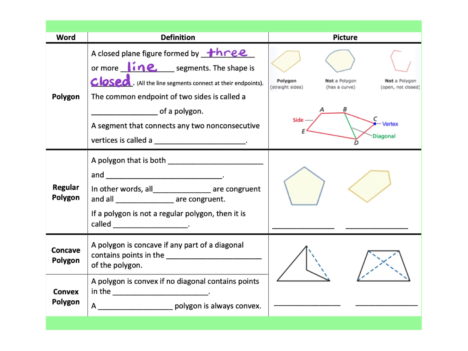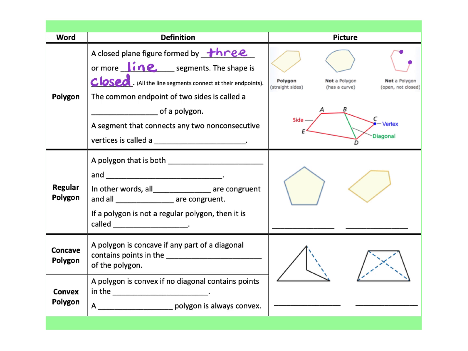A polygon is a closed plane figure formed by 3 or more line segments. The shape is closed, which means all the line segments connect at their endpoints. If you look at this picture here, the last shape that I've shown, well, it's not a polygon, because it's not closed. So notice how those two endpoints of the segments do not connect together.